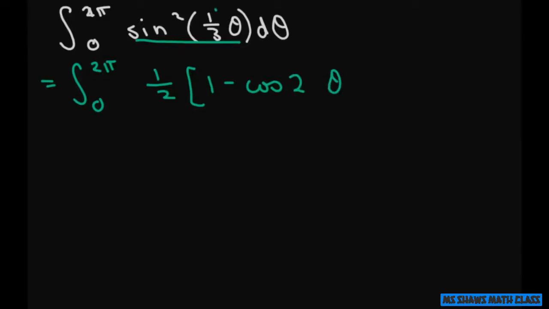But we still have this 1/3, so you want to put that in there like that. And then we have the d theta. So that's your half angle identity. Now, I'll just put half angle.